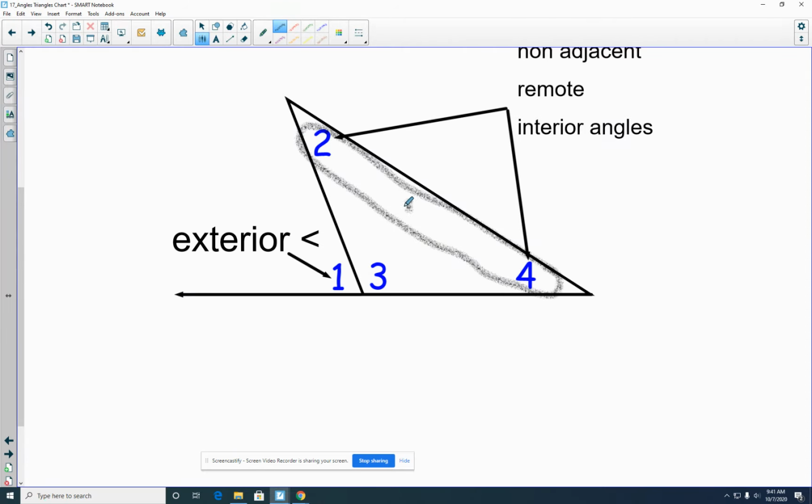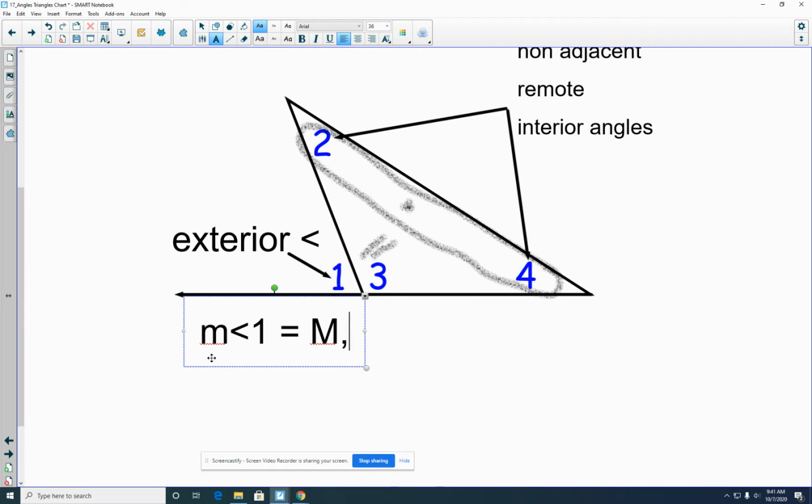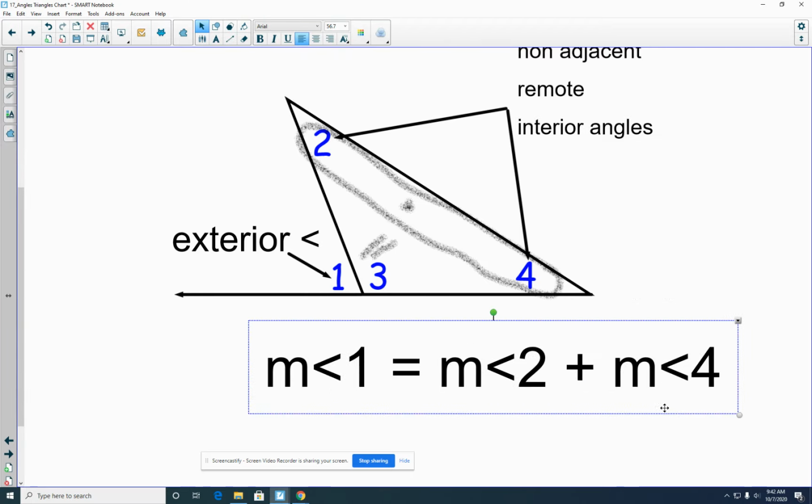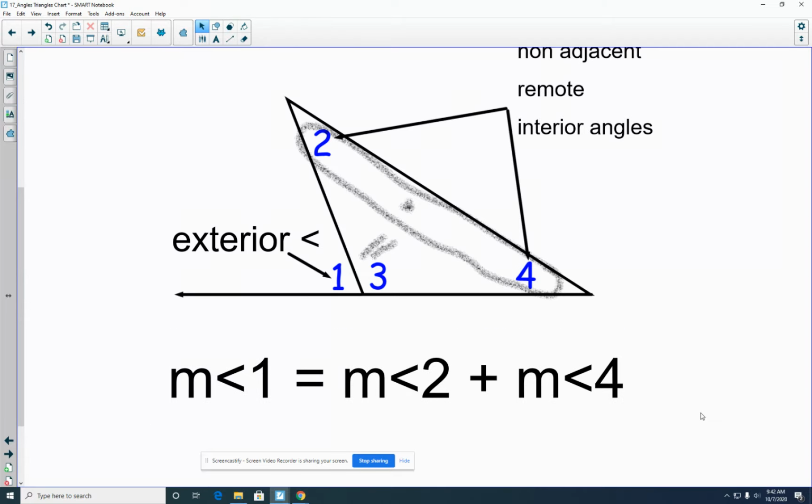If I add them up, it equals this one right here. So I can write a little statement. My statement can say that the measure of angle 1, my exterior angle, is equal to my two non-adjacent interior angles, which is angle 2 and angle 4. The big thing that you want to take away from this is the exterior angle theorem. So you see this diagram.